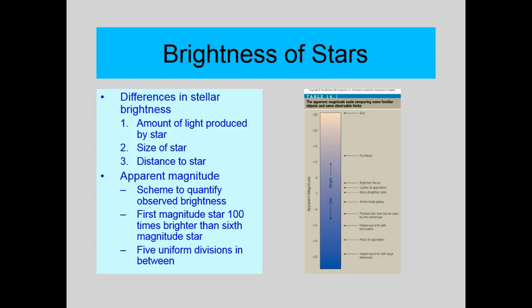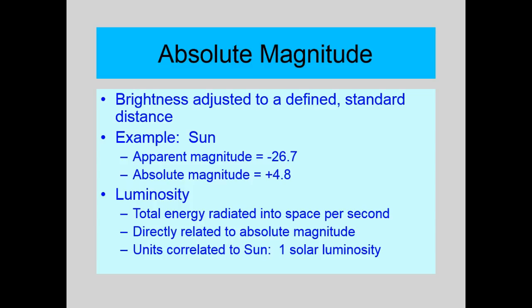Apparent magnitude. That's what it looks like to us. When we start dealing with the actual stars themselves, we want to know absolutely what the magnitude is, not what's close or whatever. This is the brightness adjusted to a defined standard distance. In other words, if we took all the stars out there and put them the same distance away, what would be the magnitude then? Guess what? Our sun would be right in the middle. Not very bright, but not too dim. Okay? So it's the brightness adjusted to a defined standard distance.